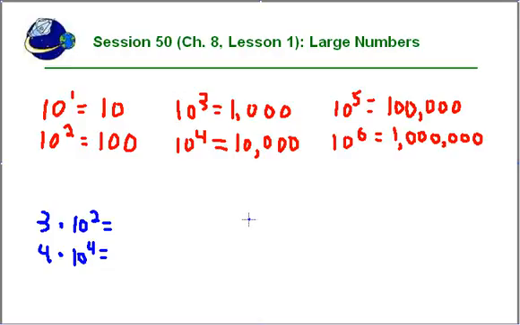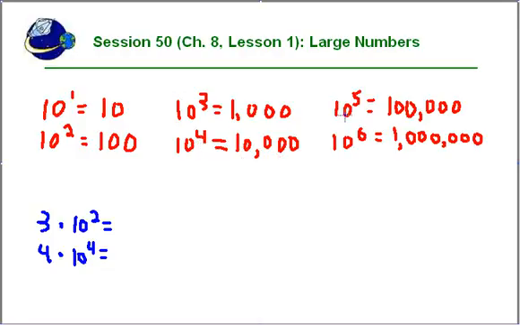Before we go ahead and describe or define what scientific notation is, let's just take a quick review of some numbers, particularly base 10 here, raised to a particular exponent. 10 to the first power is equal to 10. 10 to the second power means 10 times 10. Well, what is 10 times 10? It's 100. 10 to the third power means 10 times 10 times 10, which is 1,000. 10 to the fourth is 10 times 10 times 10 times 10, which is equal to 10,000.